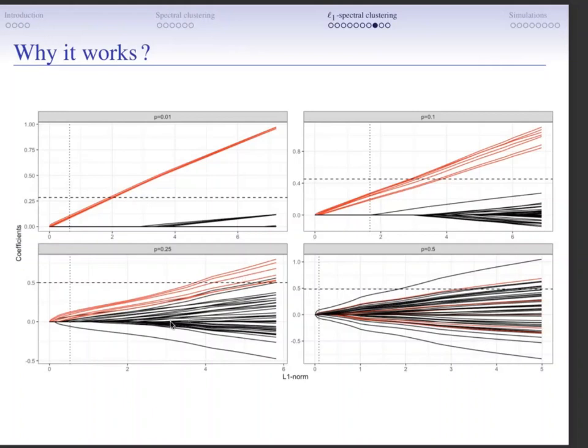But when your graph becomes perturbed, it's quite harder. Here, for example, you can see that black lines are very close to red lines when you look at the L1 norm. So you have some coefficients here which enter the model before some red ones. So if you use Lasso or you threshold your coefficients, it won't work. You will make some mistakes, and when the graph is very perturbed, it doesn't work at all.